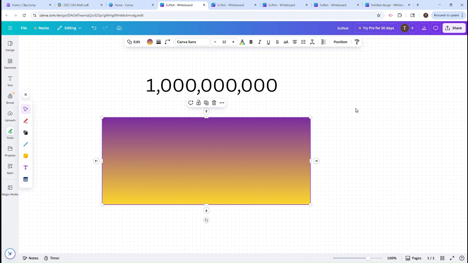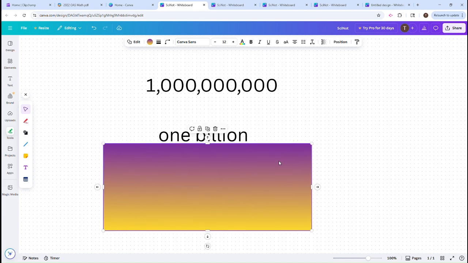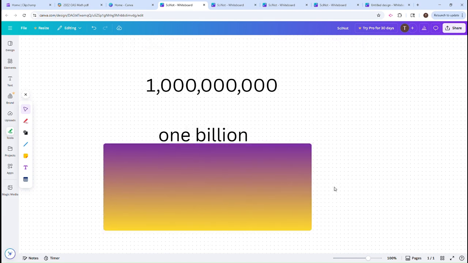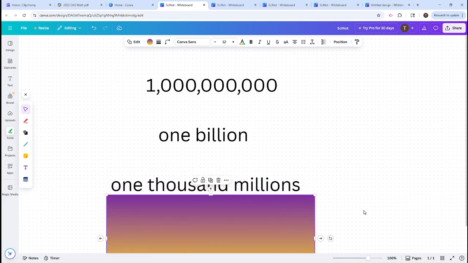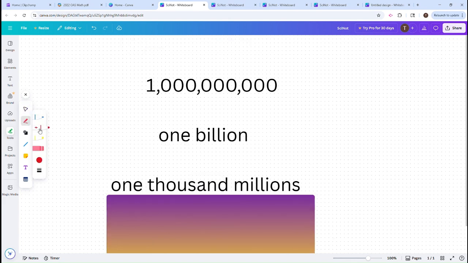This is 1 billion. 1 billion is 1,000 millions. Take a look at that. You can kind of make it out there. All right. There's 1,000 millions. That's 1 billion.